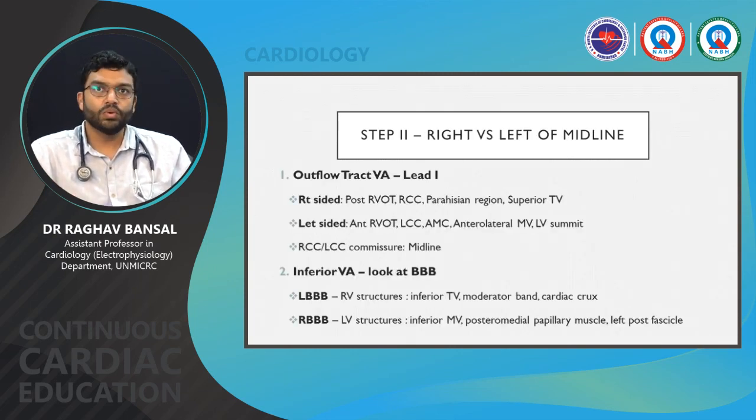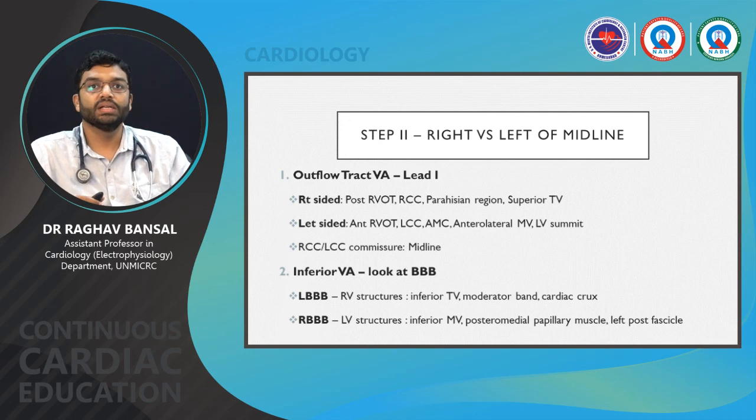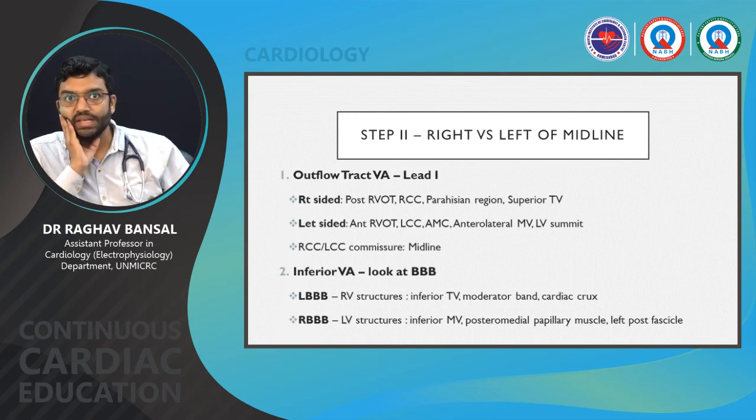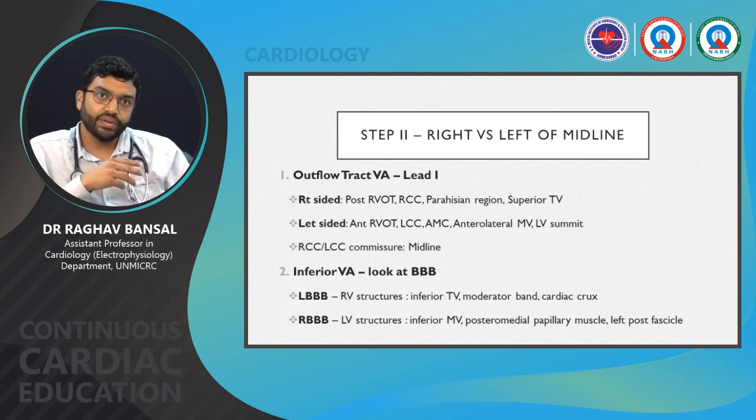So coming to step 2, we have to see if the structures are towards the right of the midline or towards the left of the midline. For outflow tract ventricular arrhythmias, the superior segment arrhythmias, we have to look at lead 1. If lead 1 is positive, it means the structure is right sided, and the axis is towards the left.